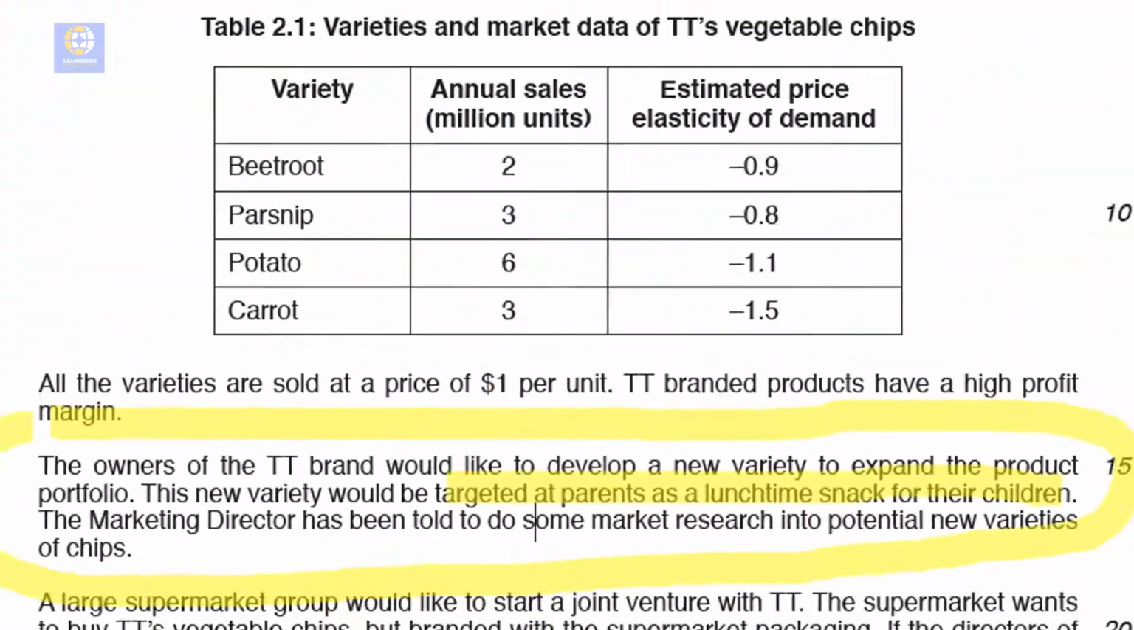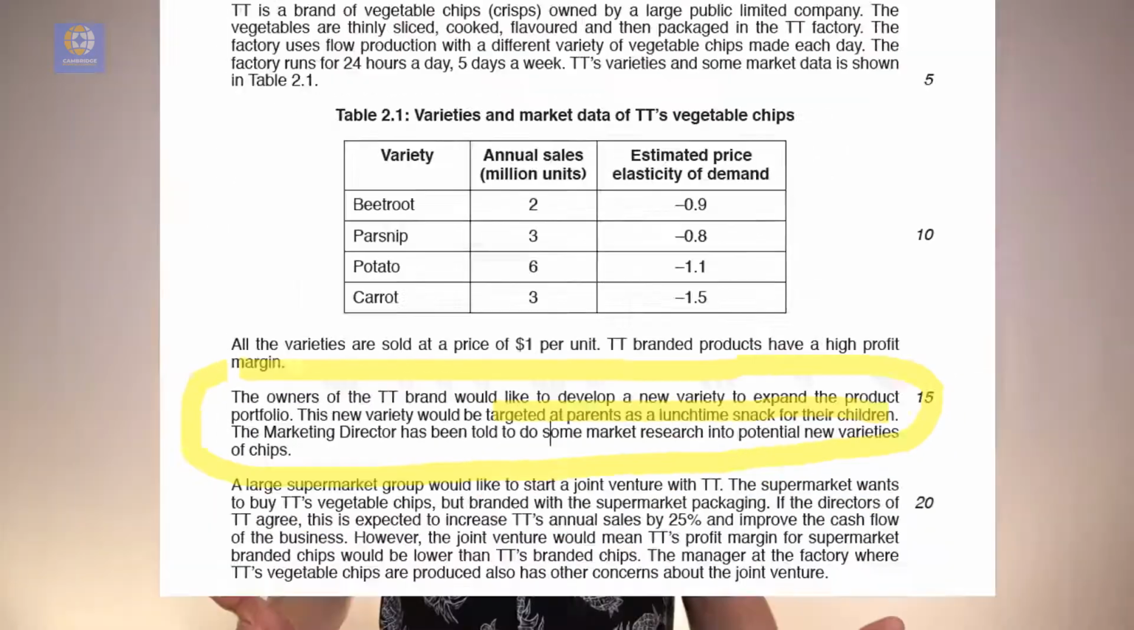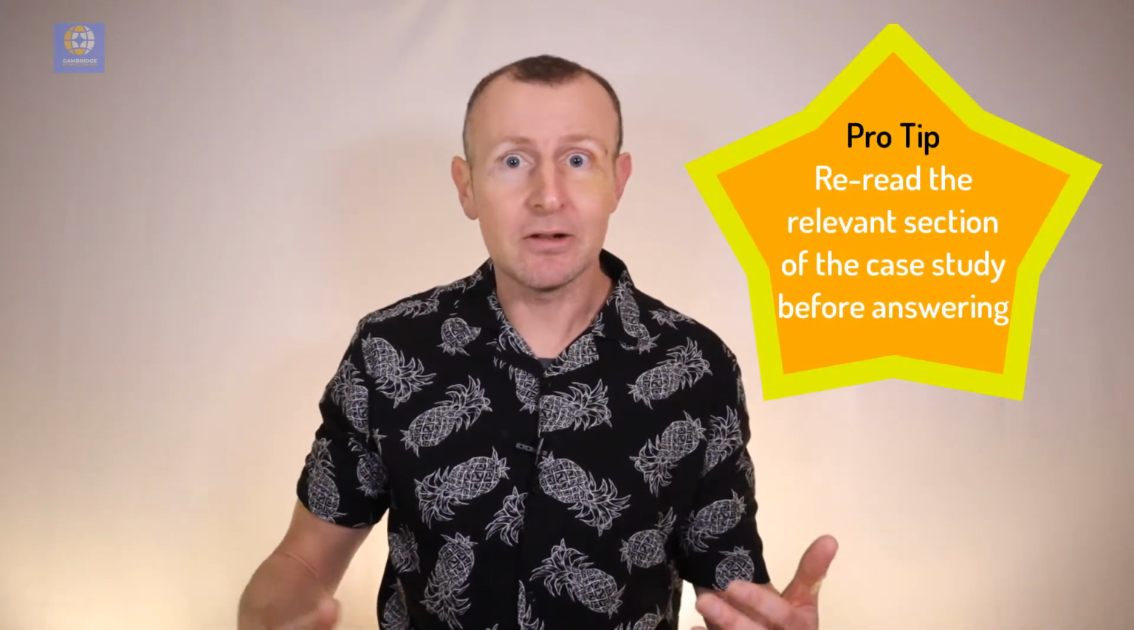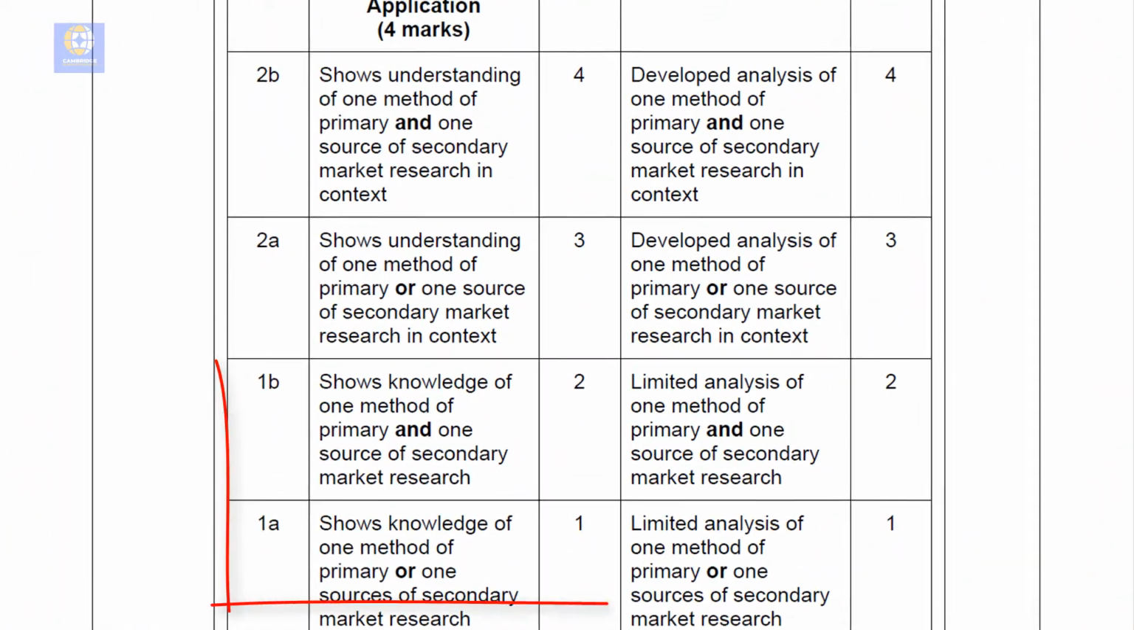But the most important bit we need to focus on is the market research. The marketing director has been asked to explore the different varieties of chip that would be targeted at parents as a lunchtime snack for their children. Even if you do read the case study at the start, it's best to go back over and find the details which are relevant to this question. Without context, you can only access 4 out of the 8 marks.